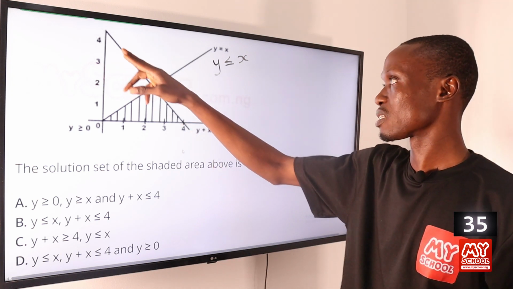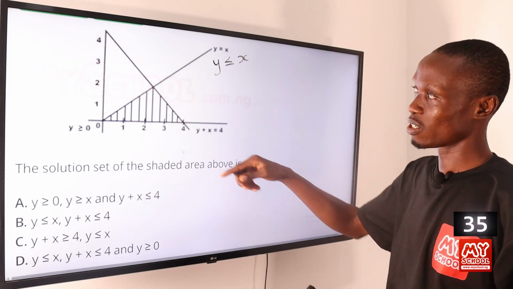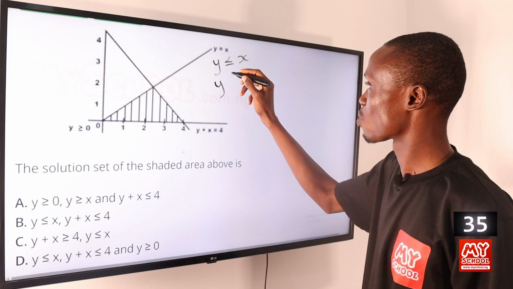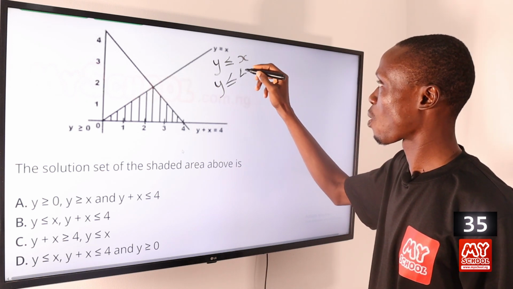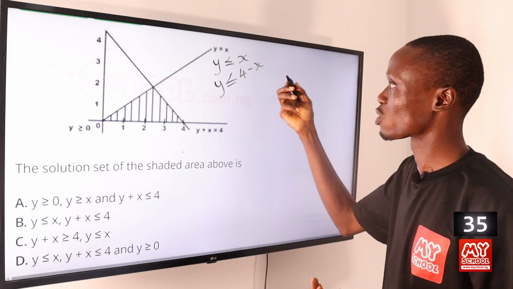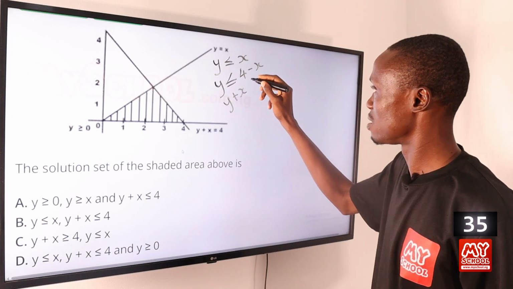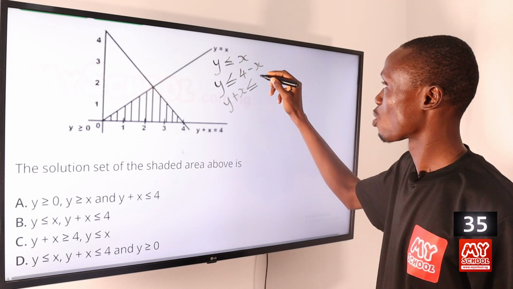If you also look at this line, the line is thick, okay, and under the line is shaded. So since under the line is shaded, then we'll have y is less than or equal to 4 minus x if we decide to do that, or we can still leave it as y plus x is less than or equal to 4.